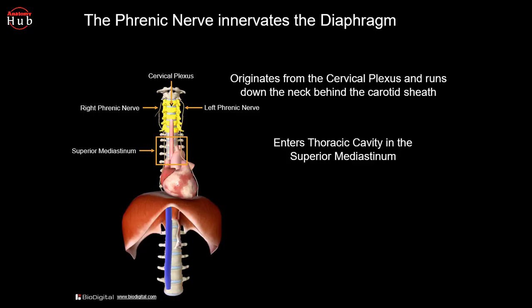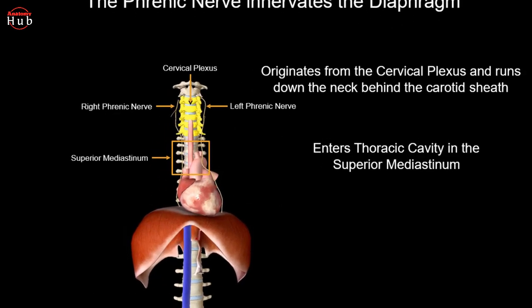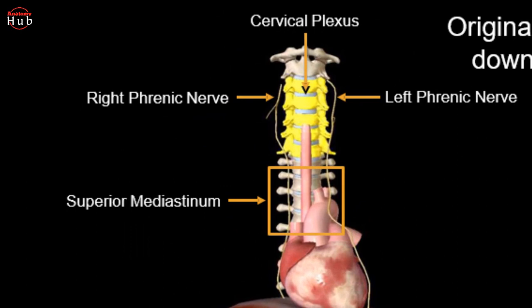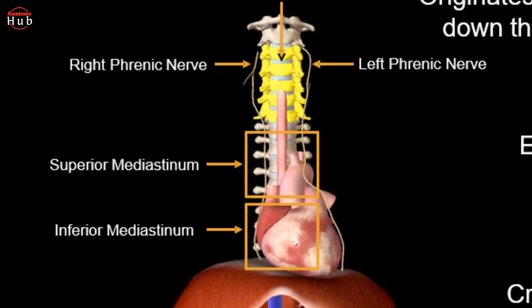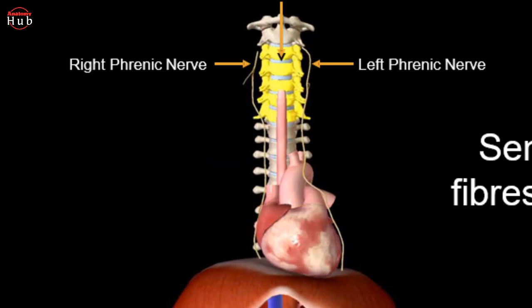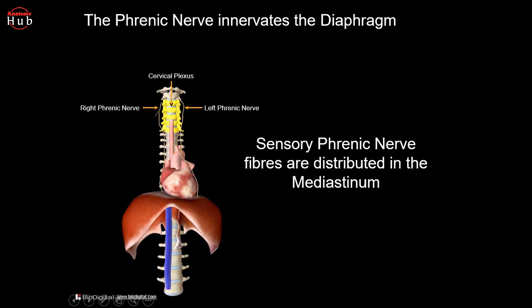So here you can see the rectangle part, that is the superior mediastinum. At this superior mediastinum, you can see the phrenic nerve descending downward, and it becomes the anterior relation to the hilum of the lung, whereas the vagus nerve becomes the posterior relation to the hilum of the lung. Then it comes downward towards the inferior mediastinum. It crosses the mediastinum to the diaphragm and supplies all the diaphragmatic fibers, including your pericardium. And the sensory phrenic nerve fibers are distributed inside the mediastinum.